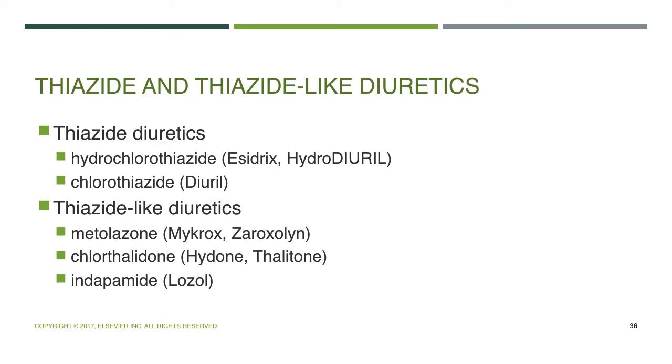Moving on to thiazide and thiazide-like diuretics, the thiazide diuretics are hydrochlorothiazide and chlorothiazide. So we have Esidrix and HydroDiuril, and then we have Diuril. The thiazide-like diuretics are metolazone, chlorthalidone, and indapamide.